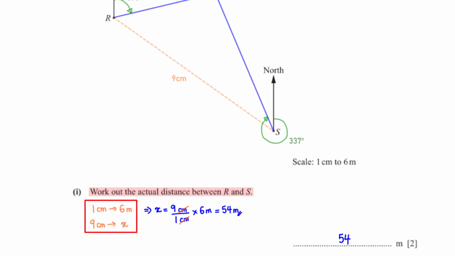So we set up the scale conversion to get the actual distance between R and S, which is what we are calling X. When we cross multiply and make X the subject, this is what we get, which is equal to 54 meters.